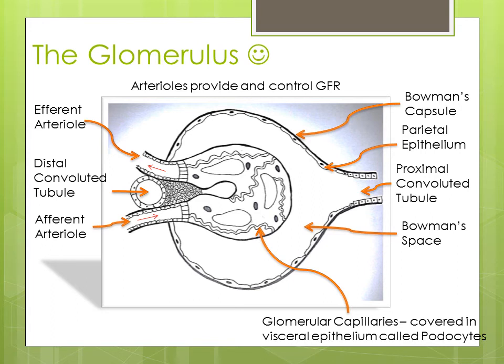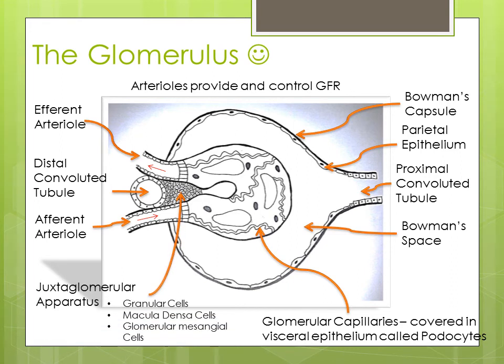Between the distal convoluted tubule and the glomerulus, there are a group of specialized cells known as the juxtaglomerular apparatus. These include three cell types: granular cells, which release renin; macula densa cells, which detect sodium and chloride passing through the distal convoluted tubule and signal the granular cells to release renin; and finally, extraglomerular mesangial cells, which have an unclear function.